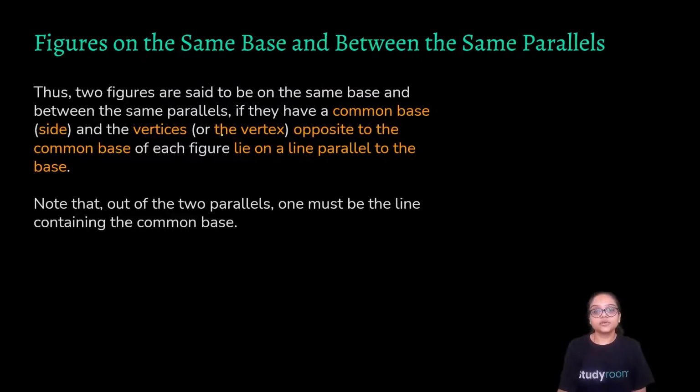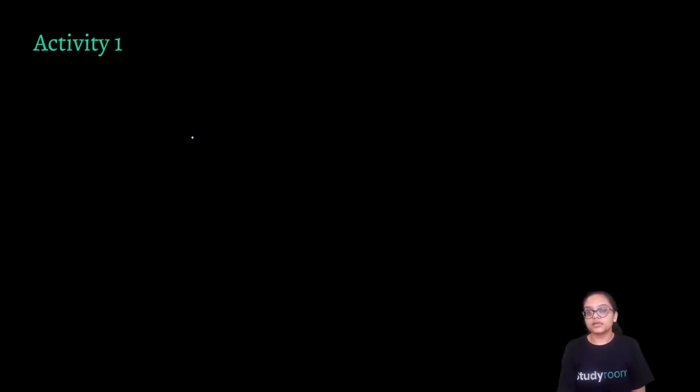Thus, two figures are said to be on the same base and between the same parallels if they have a common base side and a vertex opposite to the common base of each figure lying on a line parallel to the base. Okay, we'll take it slow and first cover the first part. Common base, obviously, because it's said that they have the same base, so they must have a common side. Common base means common side. And the second part, between the same parallels, means that the vertex opposite to the common base lies on the same parallel line. Correct? So note that out of the two parallels, one must be the line containing the base and the other one is the other parallel. Correct?